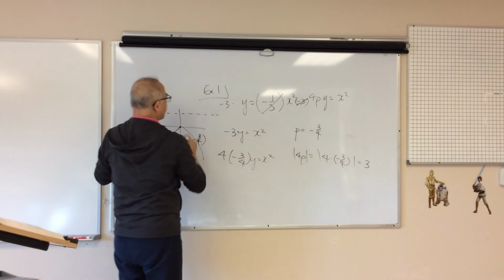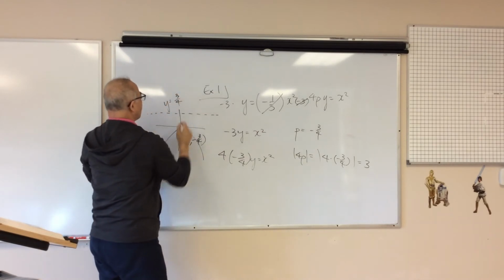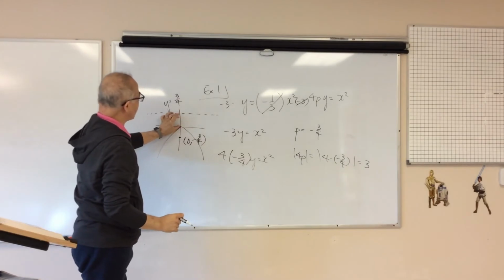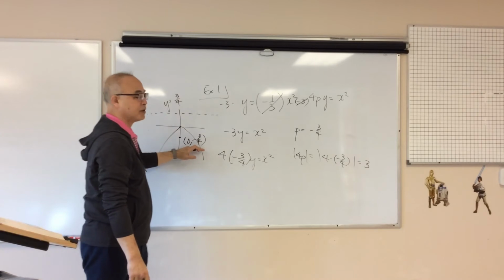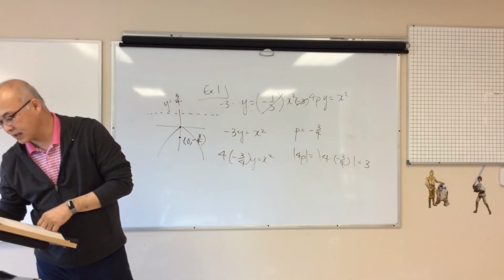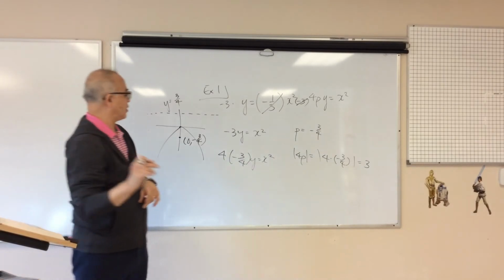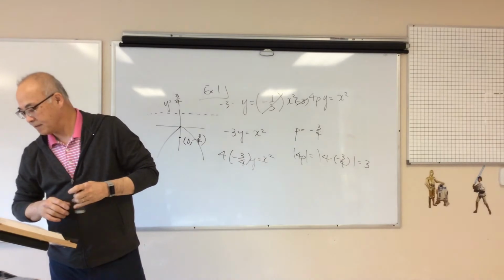The directrix is going to be here. Directrix is y is equal to 3 over 4, because, again, it's p away from the vertex. So this would be the directrix. This would be the focus. And let's see. Okay, we're good. Looks like everything's good.